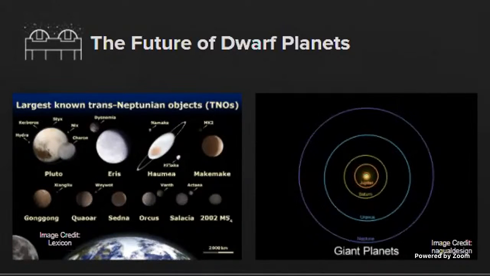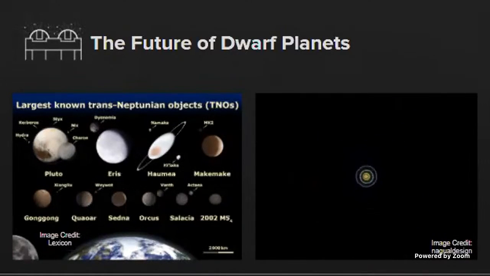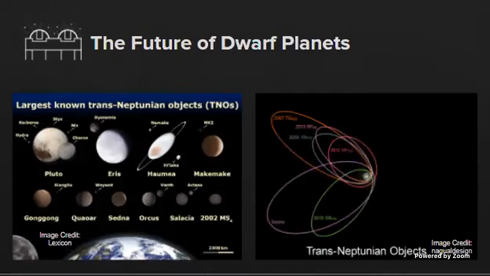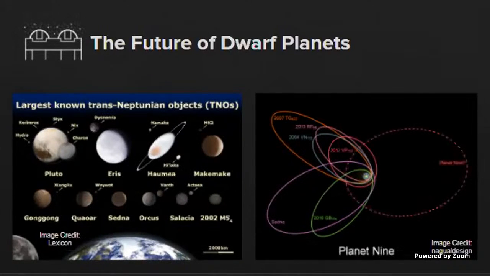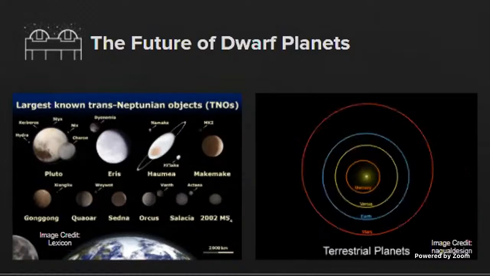For now, most of what we know about the Kuiper belt comes from ground-based telescopes and the Hubble Space Telescope. On the left of this slide, some trans-Neptunian objects can be seen. This list also includes small solar system bodies, of which there are many. There's also the hypothetical Planet 9 to be considered.